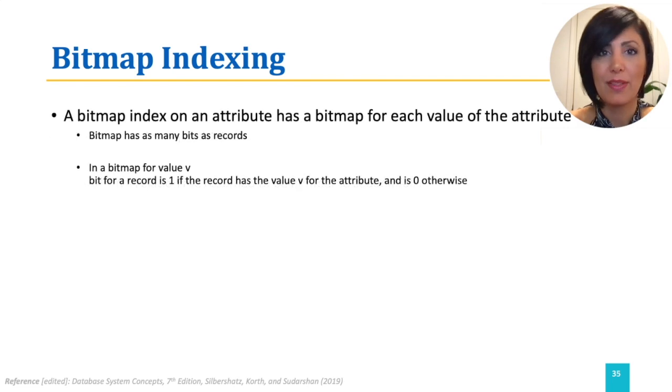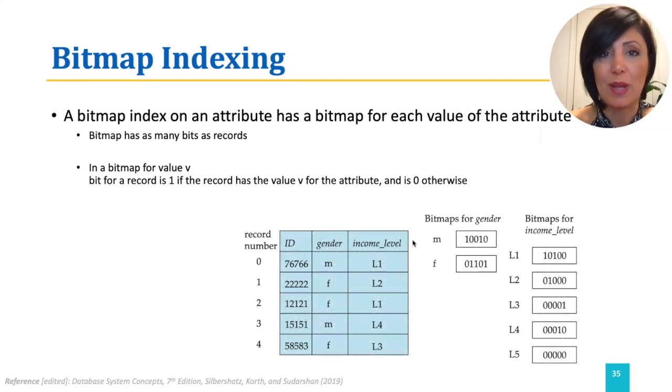For example, the relation shown in the figure has values M and F standing for male and female for attribute gender, and values L1, L2, L3, and L4 for income level. The bitmaps for gender and income level values are shown. Note that each bitmap has a one for the bit of the record that has that value. For example, gender F, denoting female, has bit locations 1, 2, and 4, corresponding to those record numbers, set to 1.